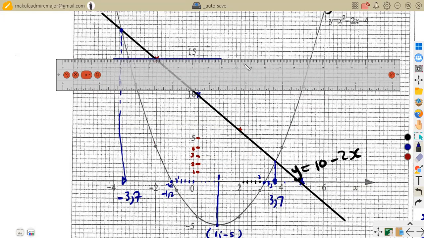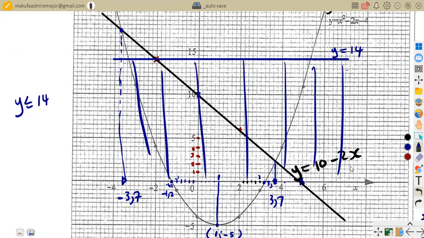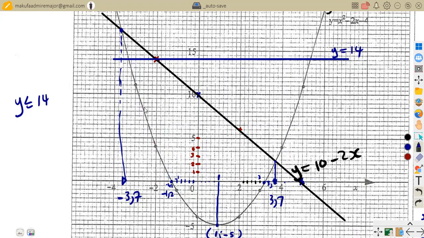All right, so you draw your line. This is the line of y is equal to 14, meaning to say along this line, our values of y throughout are equal to 14. So which values are less than or equal to 14? From this point going down, all these values will be less than 14 according to y. But the question is not asking about that, it is asking about the range of values of x.